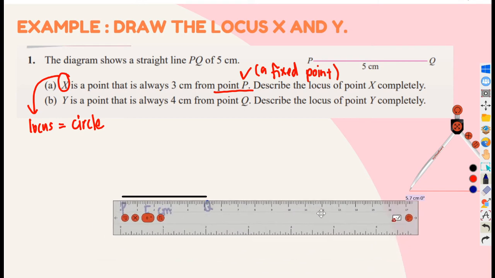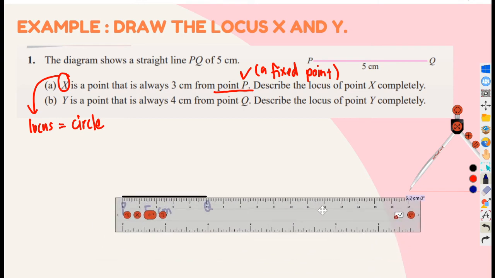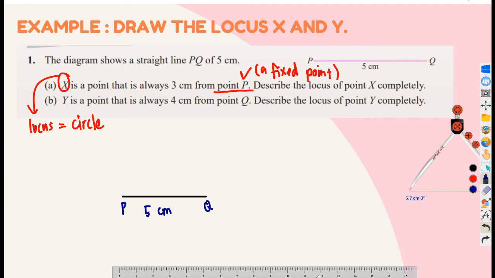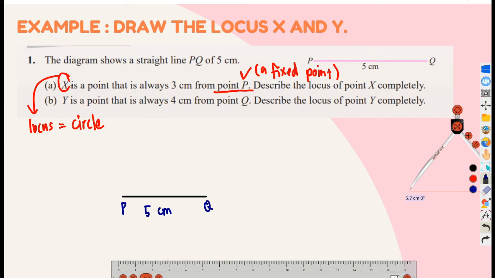Okay, this one is 5 cm. Now we want to draw a circle. We want to draw the locus X, a circle from a point P, which is 3 cm.